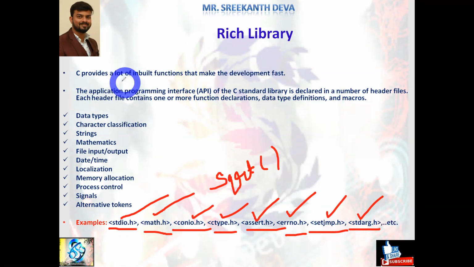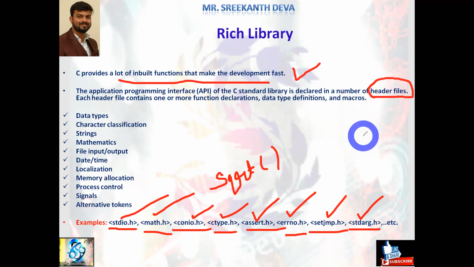So C provides a lot of inbuilt functions that make development fast and reliable. The application programming interface, the API of the C standard library, is declared in a number of header files. All the rich set of libraries are enabled in the form of header files in the C programming language. Each header file contains one or more built-in items like function declarations, data types, function definitions, and macros. Everything is provided inbuilt, so we are not required to develop from scratch.